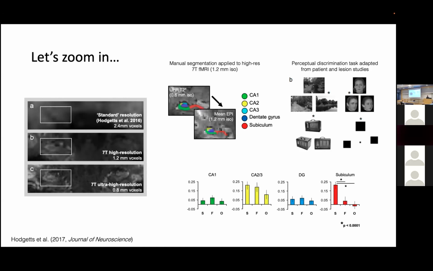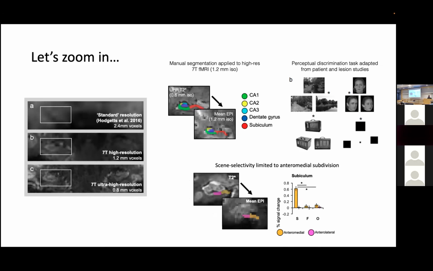And then when we extracted the parameter estimates for these different stimulus types, what we find is that the subiculum is the only region that shows modulation by category type. So the subiculum shows significantly stronger activity for scenes versus faces and objects. And what was interesting is when we broke this down further, this was unique to the anteromedial component of the subiculum. So again, we're just refining what we showed in that 2016 paper, showing that the hippocampus's role in scene processing may actually be something unique to the subiculum and the anteromedial subiculum.